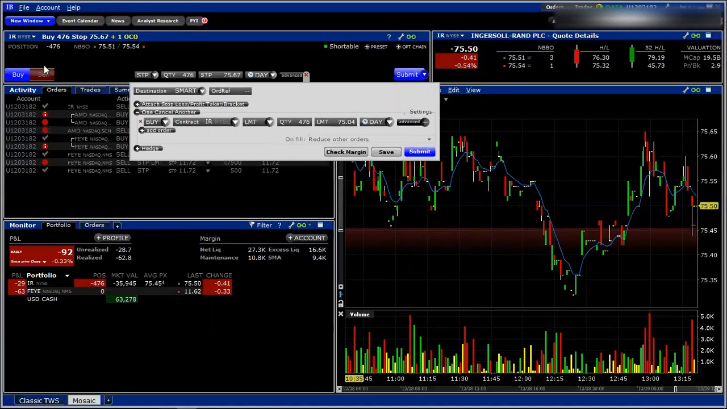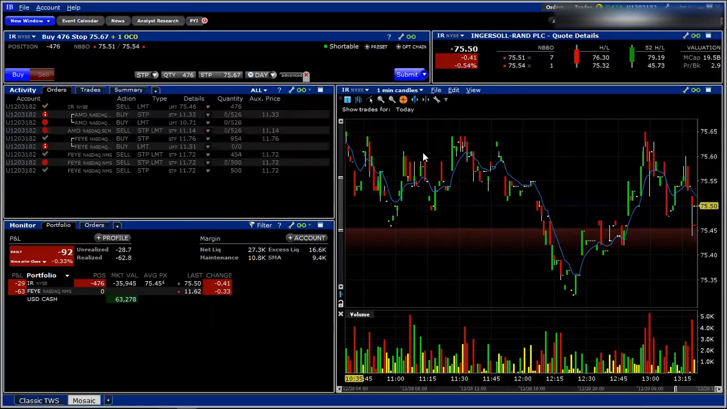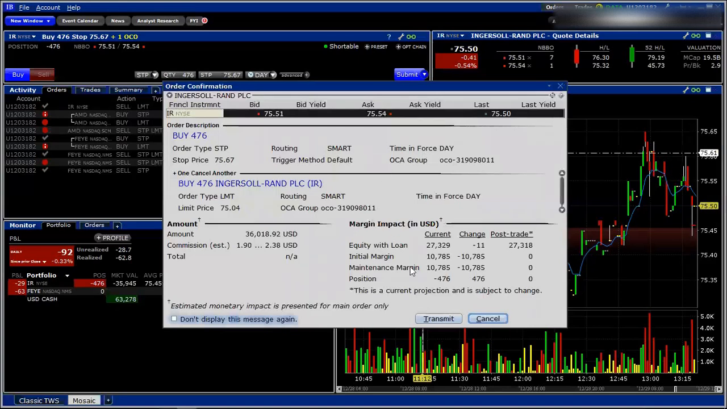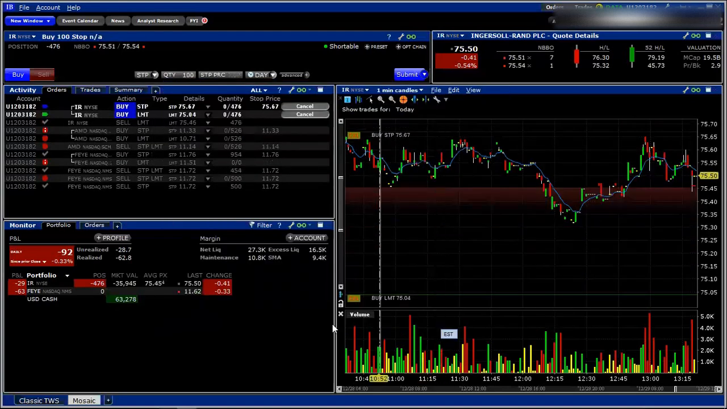So again, I typed in my protective stop on this first order. I clicked the advanced tab. I selected one cancels another. Then I put all this in. I'm going a little bit quickly because, hey, this is real money. And right now I do not have a protective stop or a target.